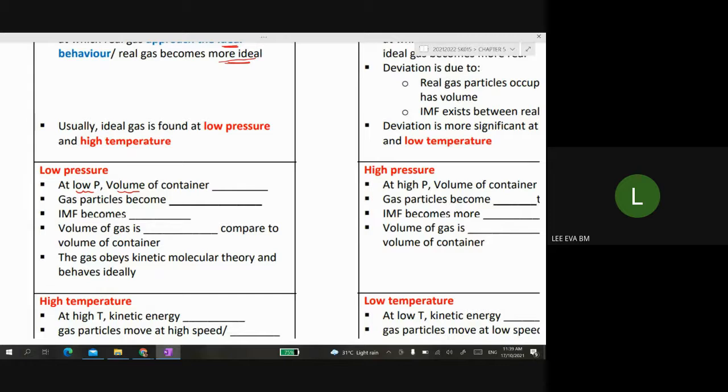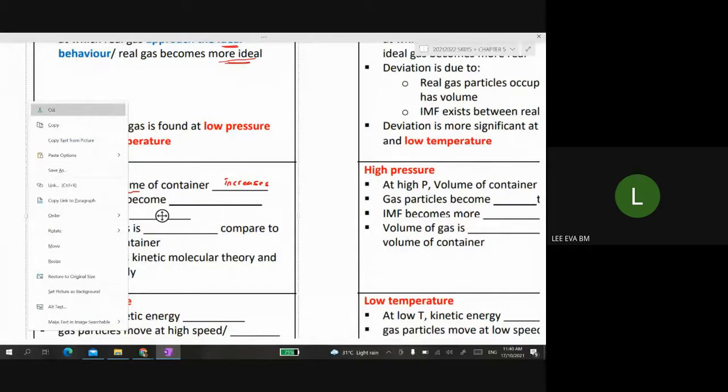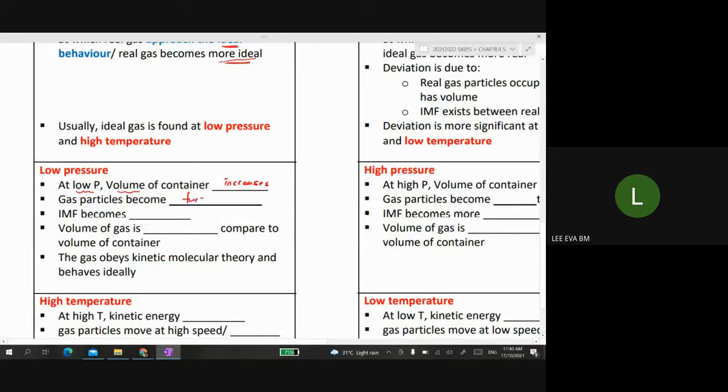If we know Boyle's law, the volume is inversely proportional to pressure. So at low pressure, what happens to the volume? It increases. So the volume becomes bigger and bigger at low pressure. So what happens to the gas particles? Are they staying close together or being far apart? Far apart. So this makes sense. When your container becomes bigger and bigger, your gas particles become further apart.